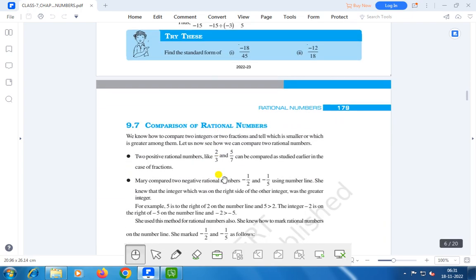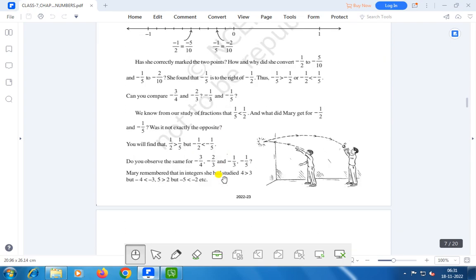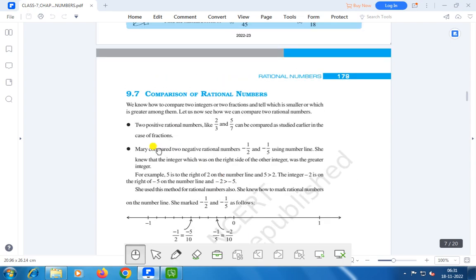Now, comparison of rational numbers. How to compare rational numbers? We know how to compare two integers or two fractions and tell which is smaller or which is greater among them. Let us see how we compare two rational numbers.